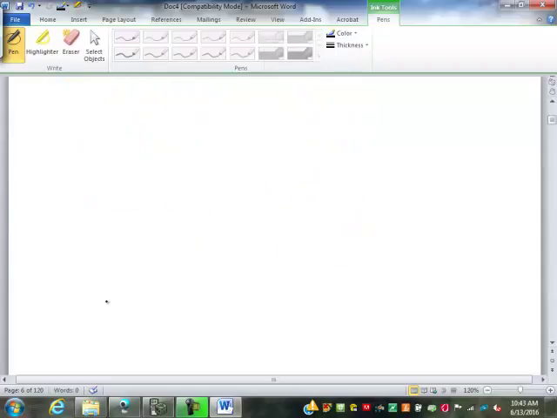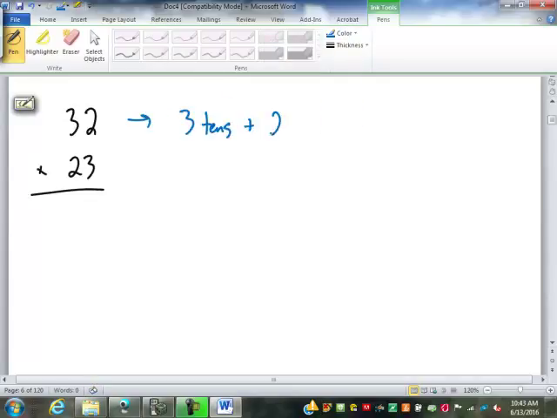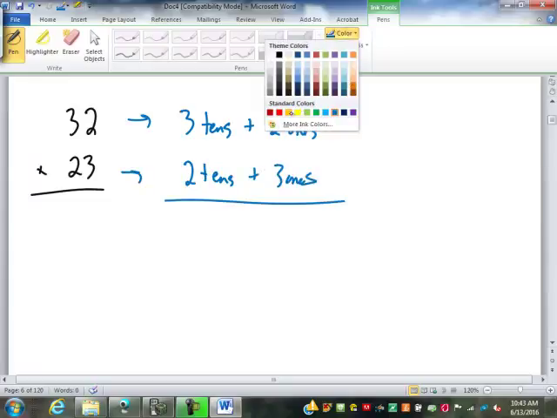Multiplication. I'm going to go down to 2 digits here. If I do 32 times 23, I am going to write this out in full form. So 3 tens plus 2 ones, and 2 tens, and 3 ones. When I multiply, do I need to have the same name?